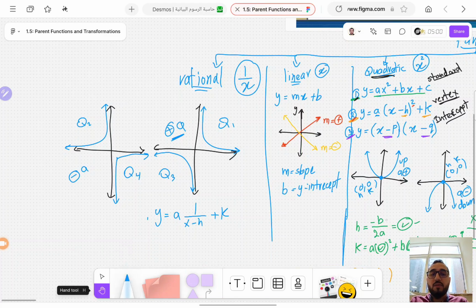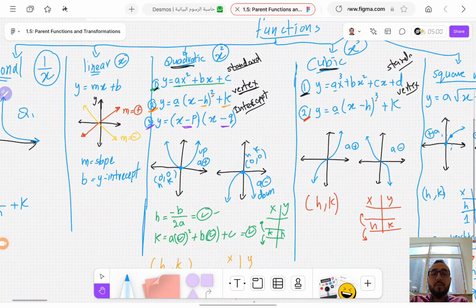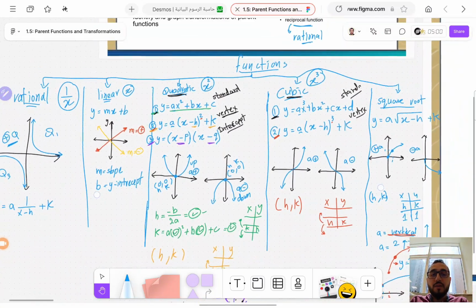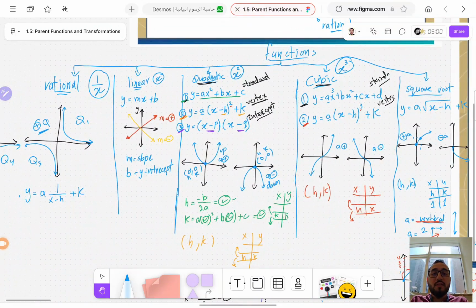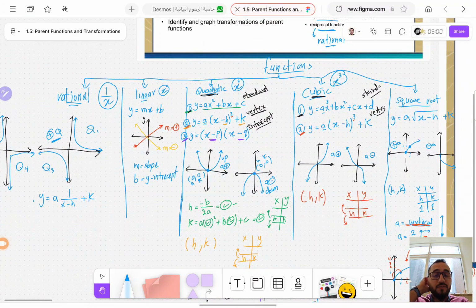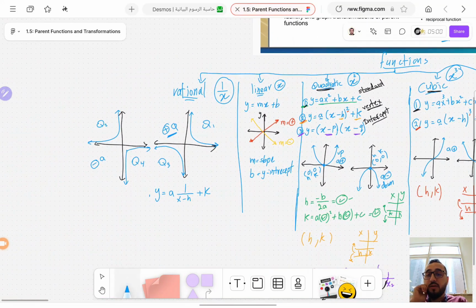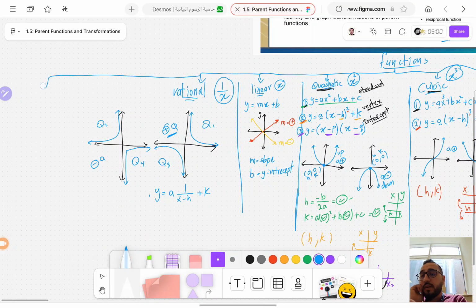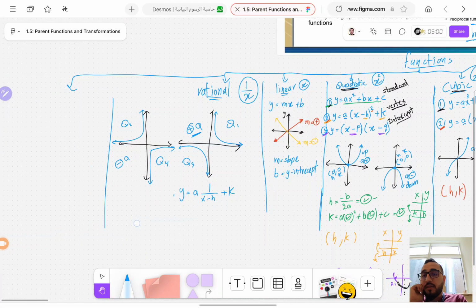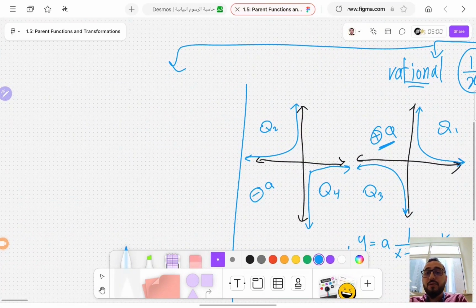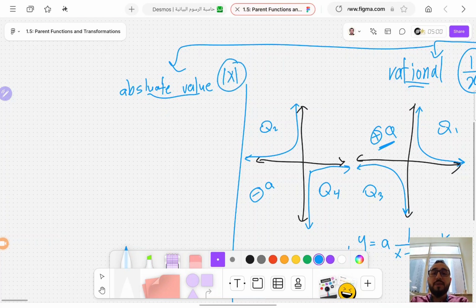So this is all the functions that you need to know: the linear function, the quadratic, the cubic, the square root, and the rational function. We have one more function that you need to know, the last one here, the absolute value function. What is the absolute value function? From its name, it's the absolute value of x. So this is the parent function.